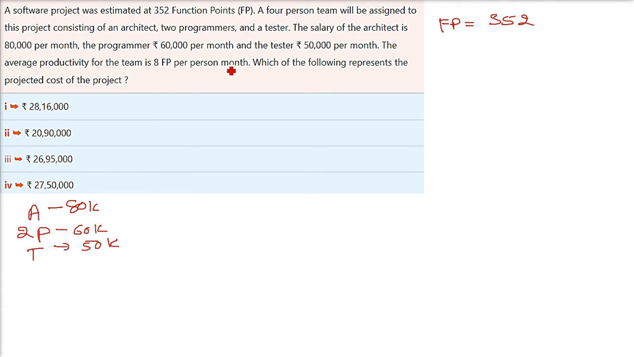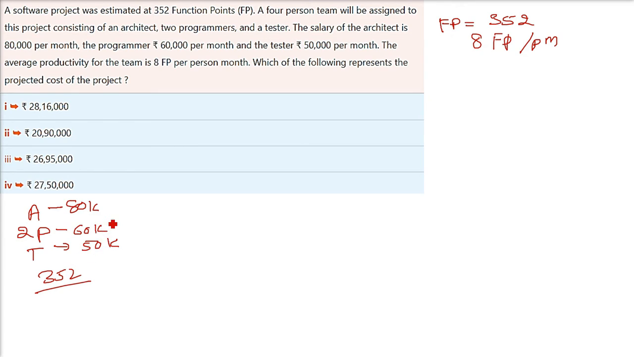8 FP per person month. 352 FP is already there. So by unit method also you can do. Which of the following represents the projected cost? So in order to get the cost, let us see. I've already told you about these function points and we discussed that in detail. So 352 is there and the unit is function point.